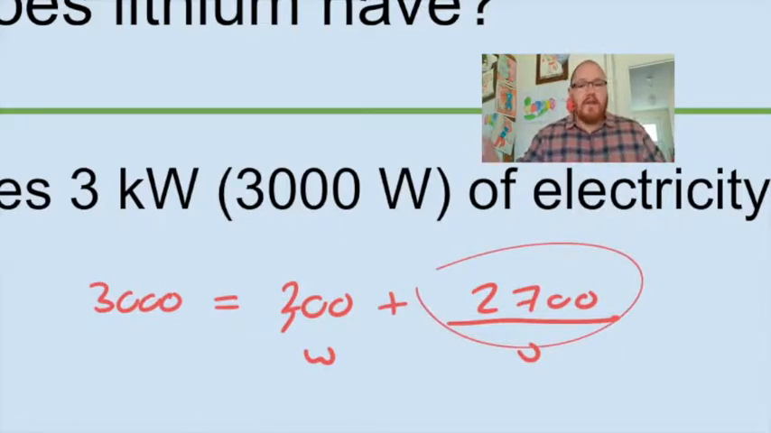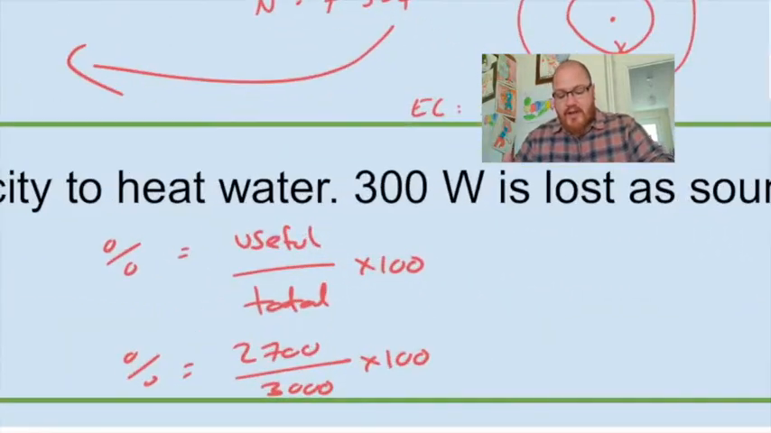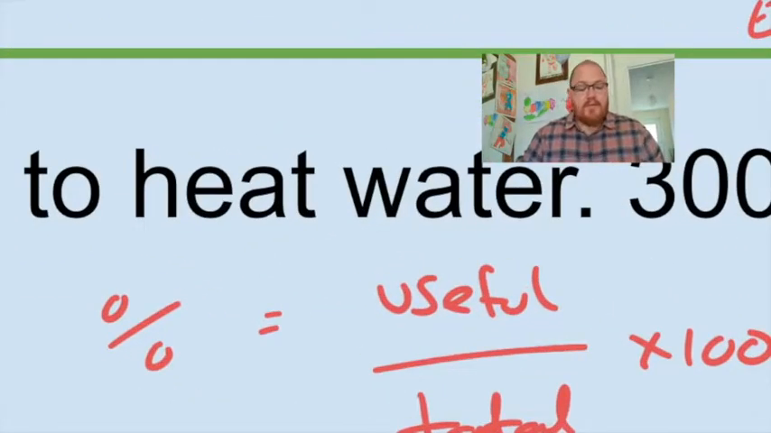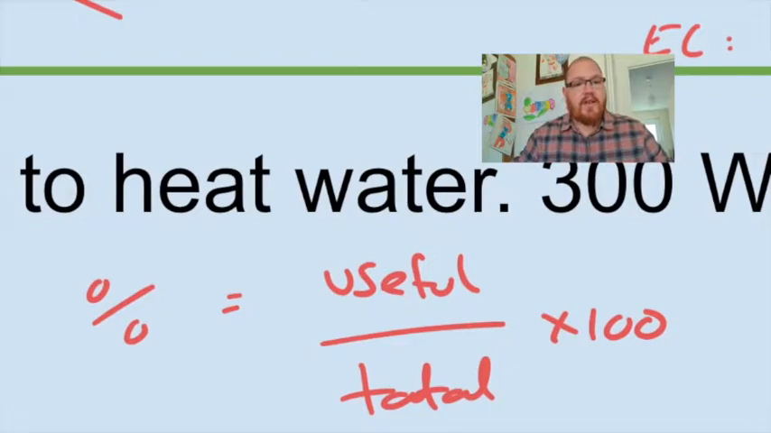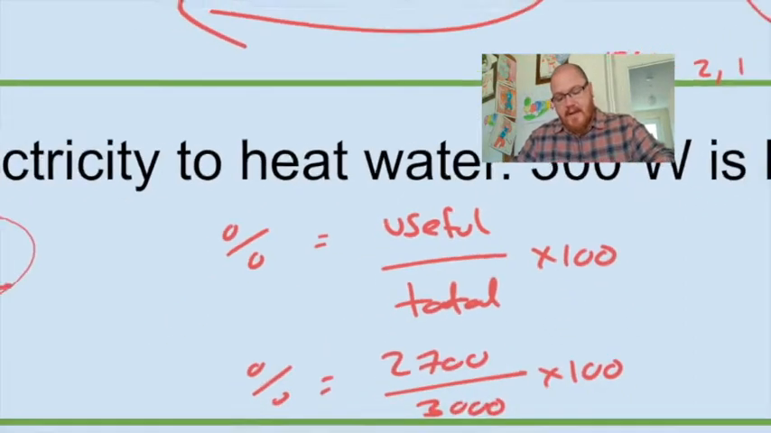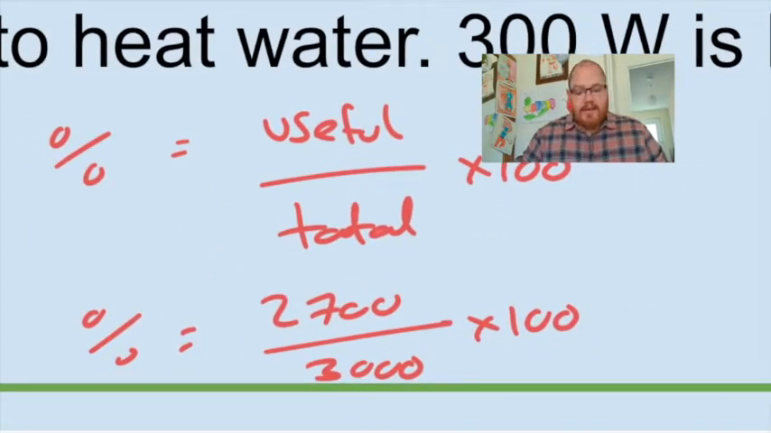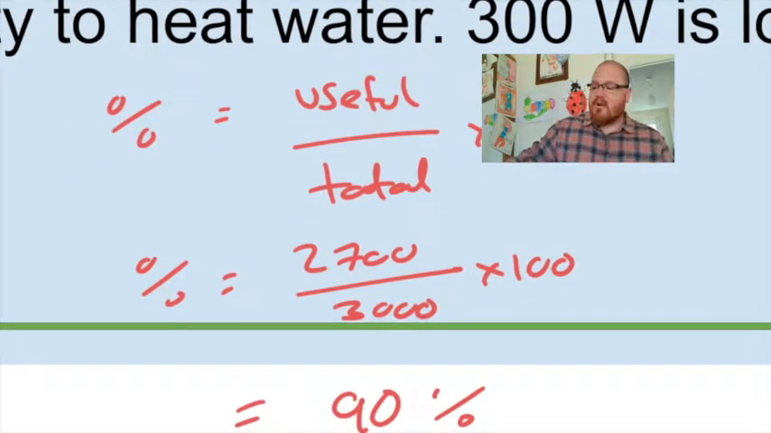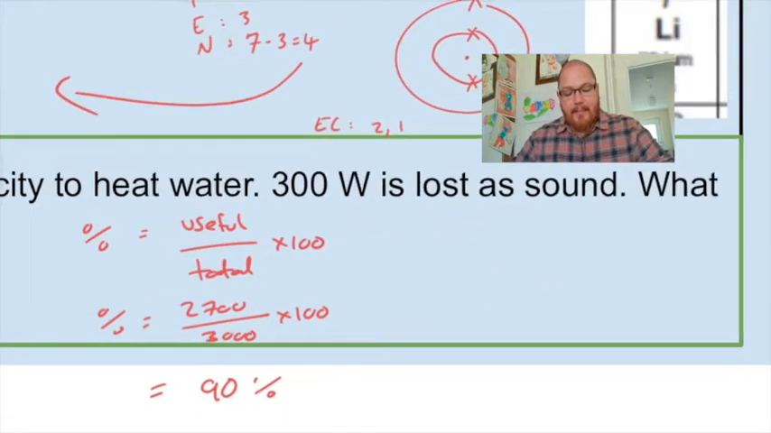Now that I know my useful and my total, I can use this equation. Percentage equals useful over total times 100 to give me my efficiency. So that's 2,700 over 3,000 times 100, which is going to give me 90% efficient. It's probably not going to be that efficient, a kettle, but these numbers I've made up.